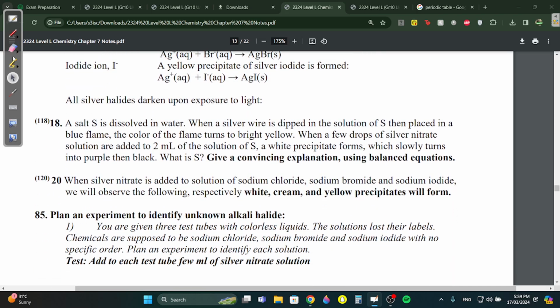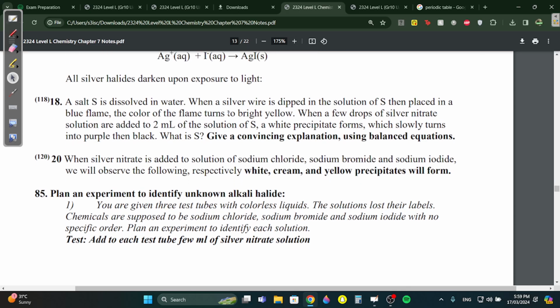Let's say salt S here is dissolved in water. When a wire is dipped in a blue flame, the color of the flame turns to bright yellow. That means it's Na. When a few drops of silver nitrate are added, a white precipitate forms. A white precipitate means it's Cl minus. Which slowly turns into purple and black. Forget about this. What is S?